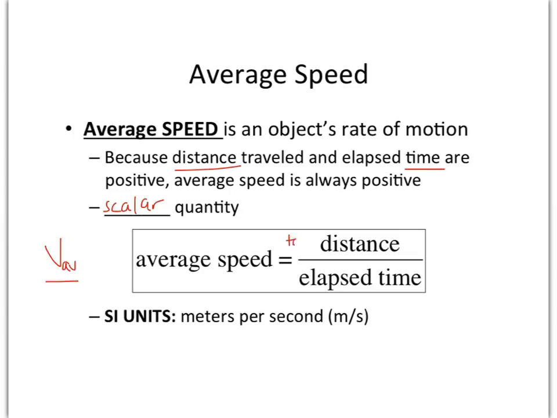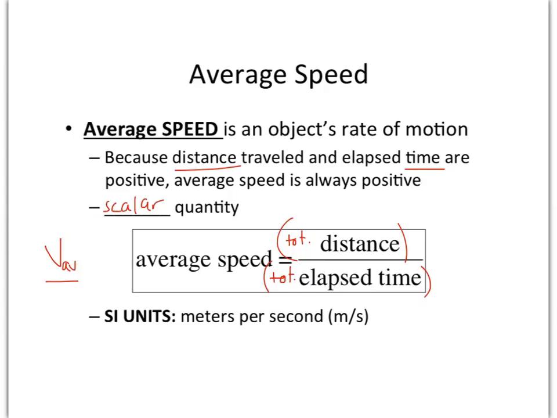Total distance over total elapsed time of a given trip. However long it takes to go some distance is your average speed. So even if you go faster or slower in between, it doesn't matter. It all evens out to if you were to go at a constant speed for that whole amount of your trip.